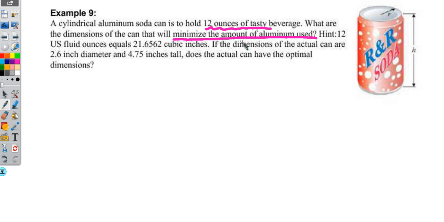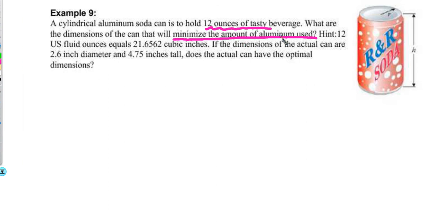What are we talking about when we say amount of aluminum? That would be the aluminum you use for the top and the bottom and for the sides, which is nothing more than surface area. So we're trying to minimize surface area. Now let's talk about surface area of a can like this.